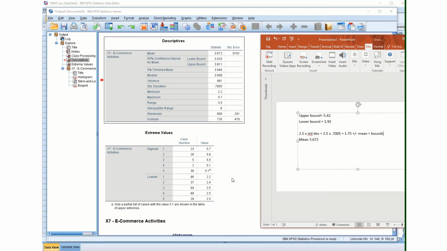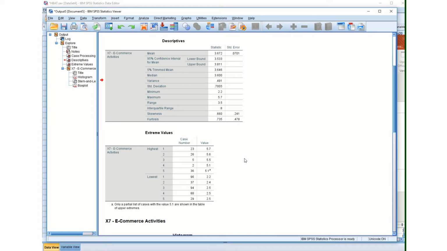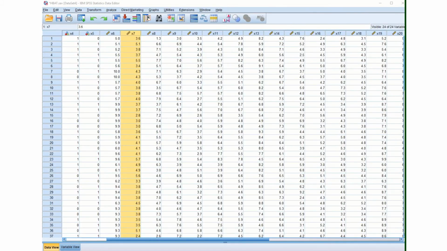So this extreme box here is maybe a little too extreme. What we might consider as a cutoff, again, 2.5 standard deviations would say that 23, 26, and 5 might be candidates, cases here that might not be appropriate for us to keep. Okay, so as we go forward, we can continue to do this with every single variable.